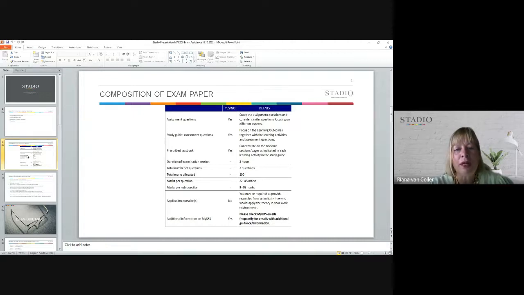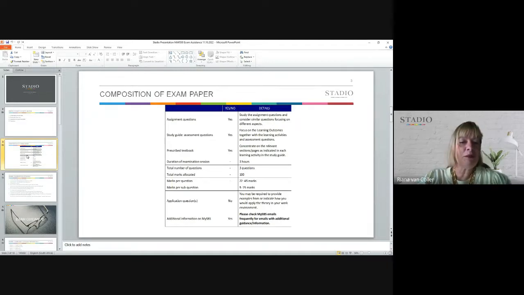Then also look at the assessment questions in your study guide. Use them to help you prepare and focus on the learning outcomes together with the learning activities and the assessment questions. And then, very important, make sure that you use the prescribed textbook together with your study guide as always. Concentrate on the relevant sections and pages as indicated for each learning activity in your study guide. And by now, you would have worked through most of the units because of the multiple choice questions as well as the assignment.